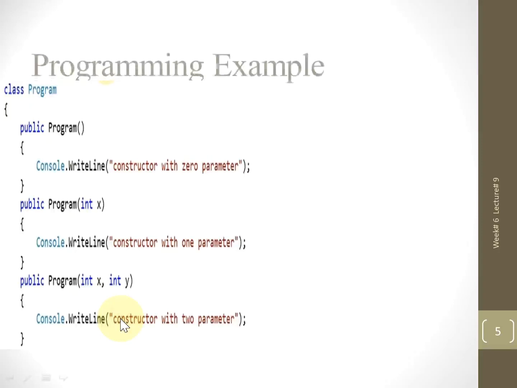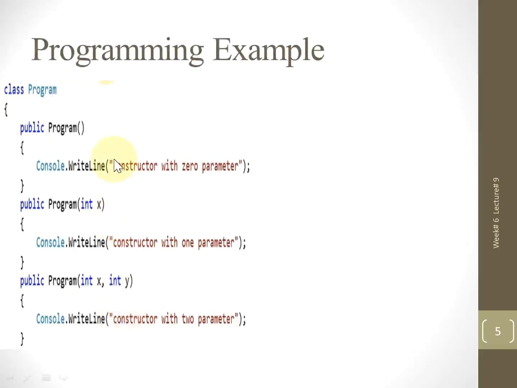Now let's see the programming example. First, the class name is program, and then the class body. Within the class body we have one, two and three constructor functions. The first has the same name as the class but no arguments. It means it is a default constructor.